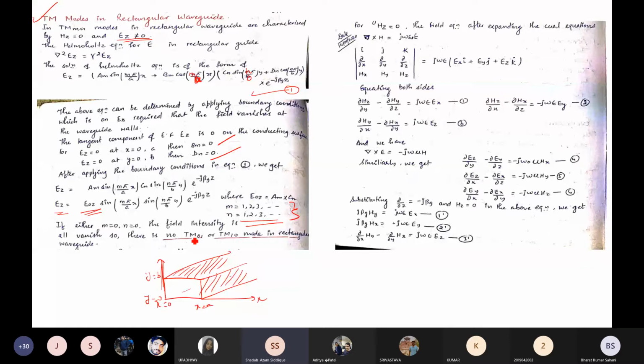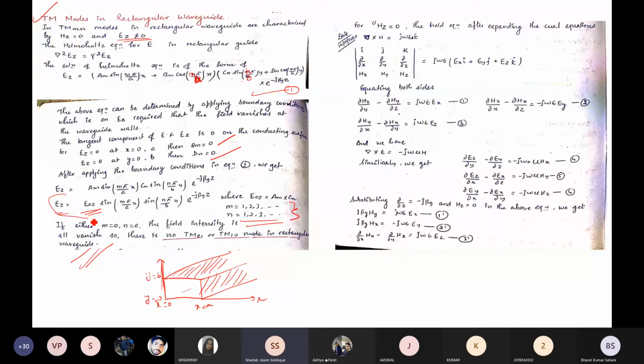If I ask you whether we have a TM01 mode, we will say no. There is no TM10, TM01, or TM00 existing. Even TE00 is also not existing. If either m equal to 0 or n equal to 0, the field intensity vanishes. So there is no TM01 and TM10 mode in a rectangular waveguide. You should understand why this is not in there.